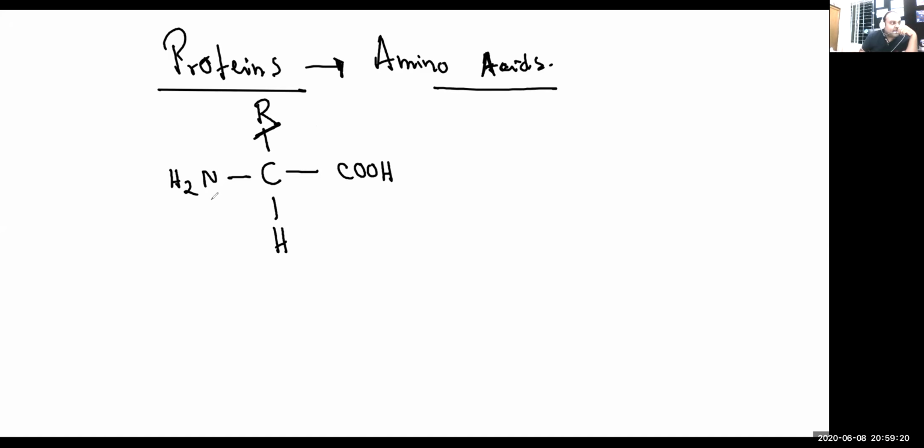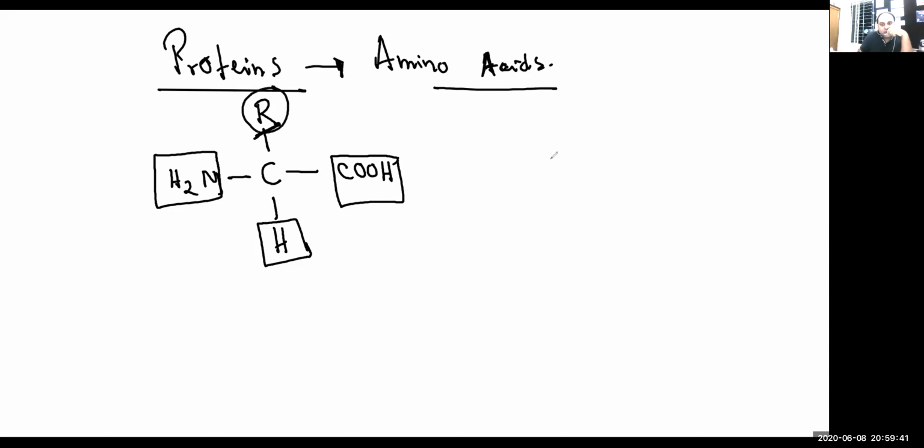Everyone listen to this very carefully. All amino acids have the same basic structure: NH2, a hydrogen, and a carboxylic acid. Then how do you differentiate? You differentiate with the R group. So if your R group is a hydrogen, with the NH2, a carboxylic acid and another hydrogen.